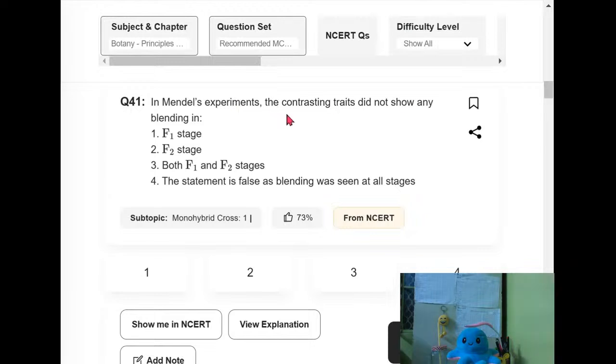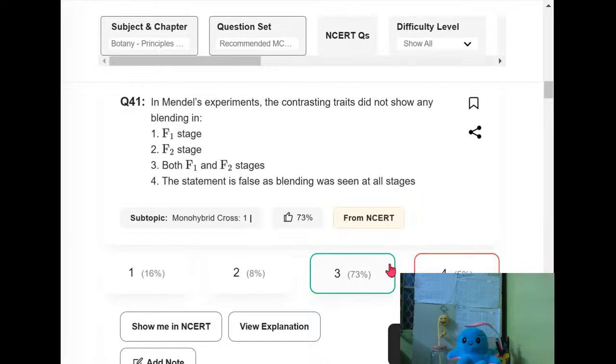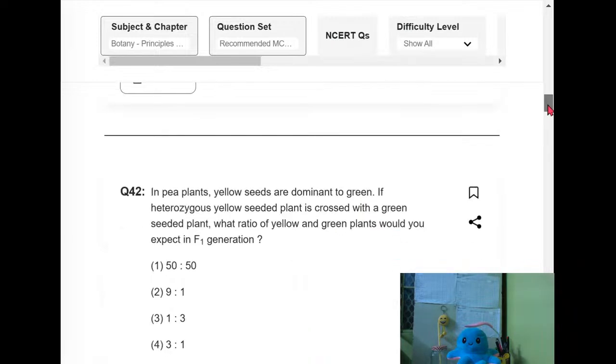In Mendel's experiment, the contrasting traits did not show any blending in F1, F2. Both F1 and F2, blending was not seen at all stages. Both F1 and F2. Okay.